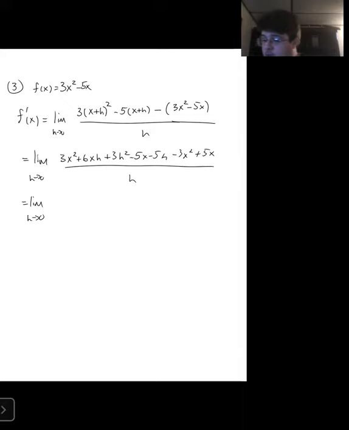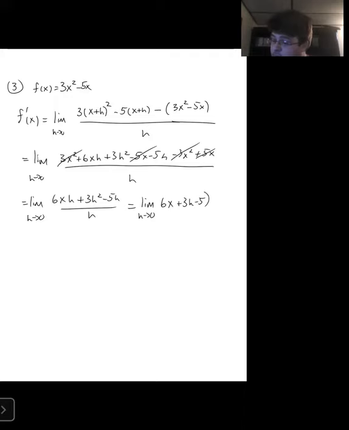So what do we have? Those two cancel. Those two cancel. And we're left with 6xh plus 3h squared minus 5h, all over h. You can't do a substitution, but you can divide everything by h. You get 6x plus 3h minus 5. And as h approaches 0, that goes to 6x plus 0 minus 5. So that was part A.